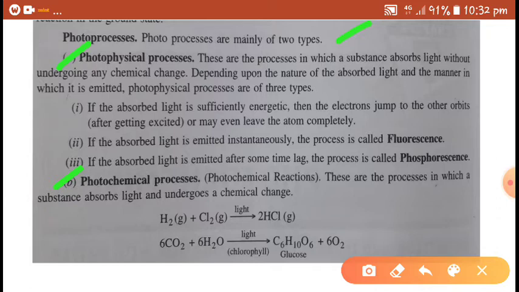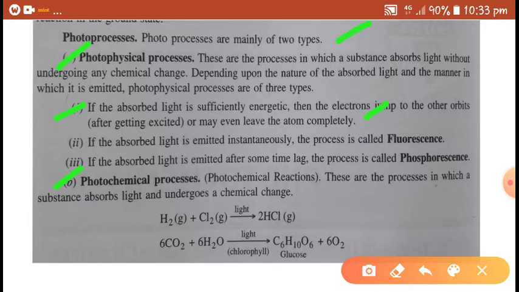Depending upon the nature of the absorbed light and the manner in which it is emitted, photophysical processes are of three types. First, if the absorbed light is sufficiently energetic, then the electrons jump to other orbits after getting excited, or may even leave the atom completely, just like the photoelectric effect.